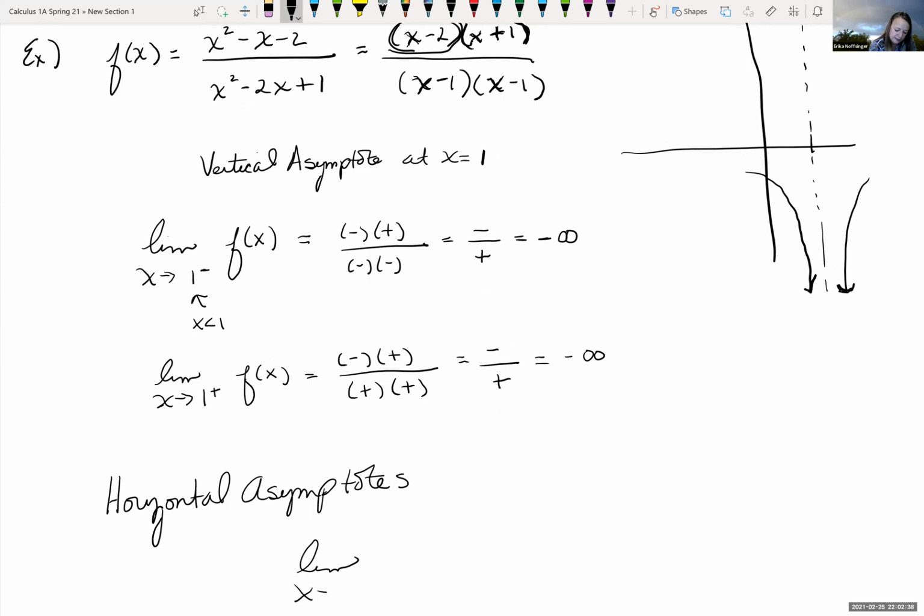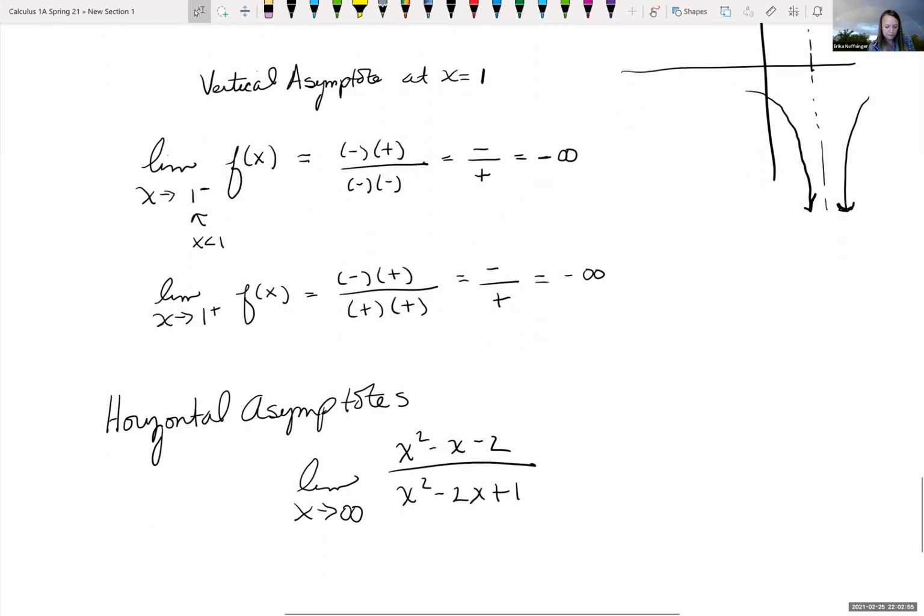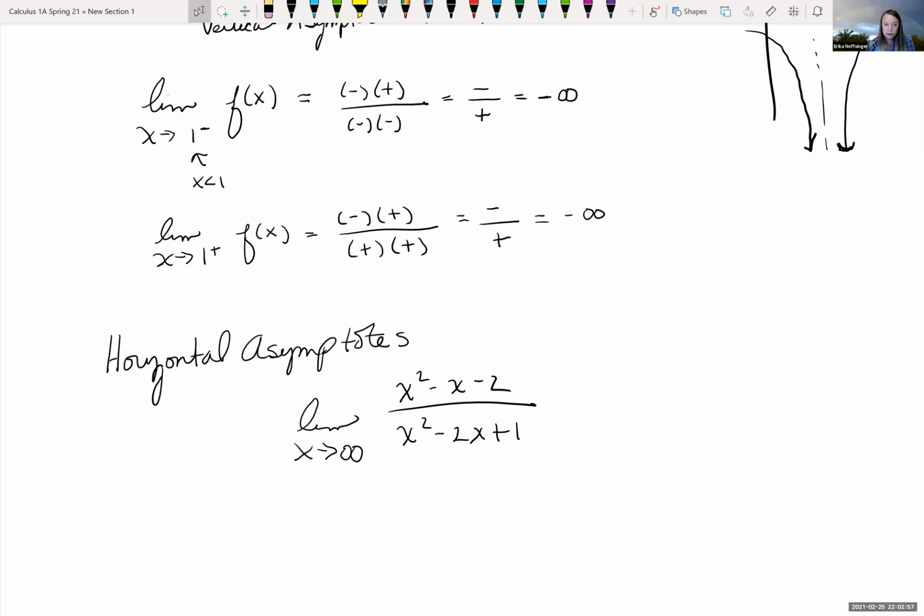If I look at the limit as x goes to positive infinity of x squared minus x minus 2 all over x squared minus 2x plus 1, and we plug in infinity for all those values, we got infinity over infinity. So infinity over infinity was another indeterminate form that didn't tell us anything about the limit, and that's where we had to go back and manipulate it.